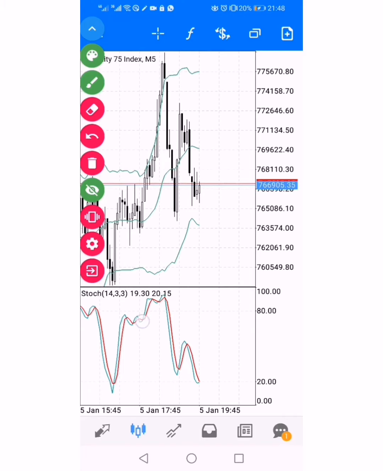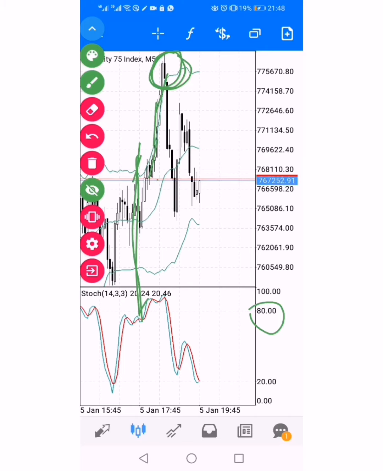Look at this. From this point, price was literally above the 80 area, so it was technically a selling signal. But look at what happened. Price kept on going up and up and up, and at the end it went down after giving us this candle. So it's very important that you wait for confirmation on top of these indicators combined.